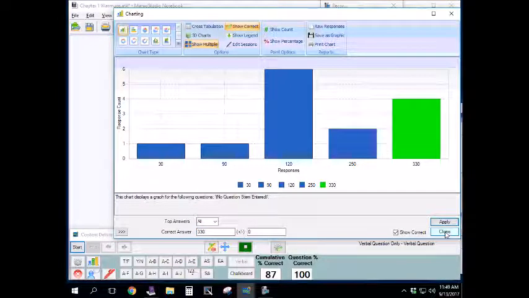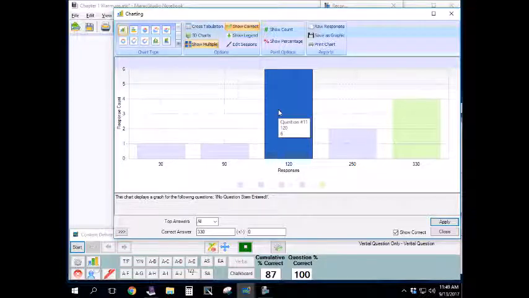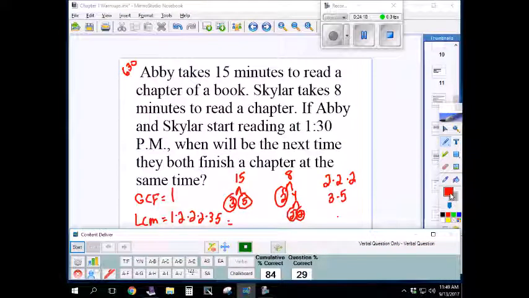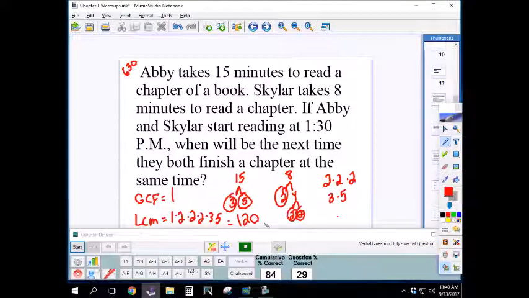The answer was 330. Now, the people that got 120, you were like 90% of the way of having the answer correct. We've got to read carefully. So first of all, I've already got the work done here, and as you can see, I know that the LCM is 120. That means every 120 minutes, Skylar and Abby are going to finish a chapter in a book at the same time, right? Everybody got that? That's when they're going to finish, every 2 hours, because 120 minutes is 2 hours, right? The question says, when? It doesn't say in how many minutes.